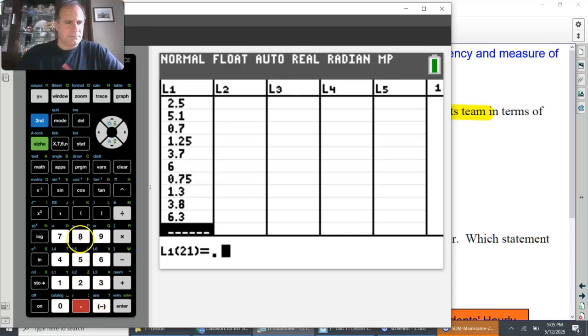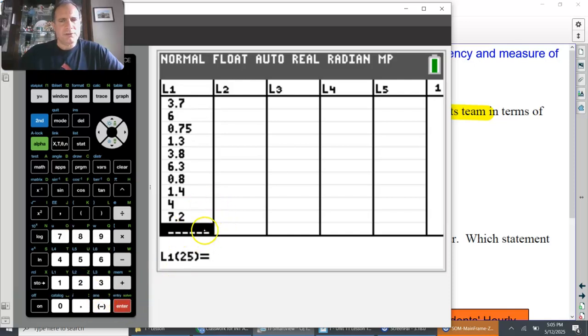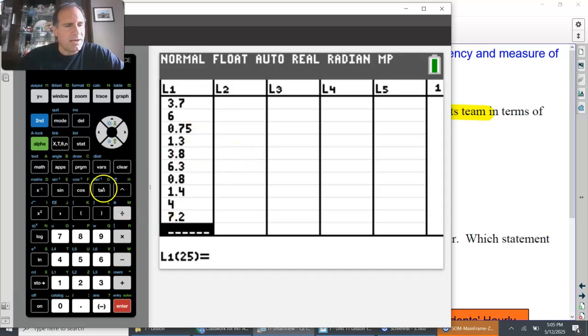and then the last column, 0.8, 1.4, 4, and finally 7.2. So it's waiting for the 25th number, and it's 24 members. You know that they said it in the question. So that's a good thing. So I didn't skip anything.